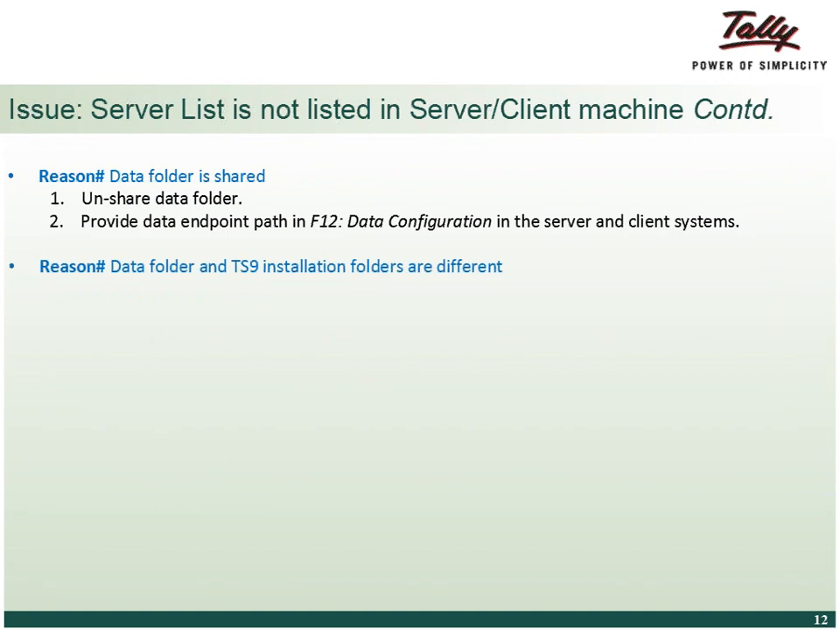Next reason might be the data folder and the Tally Server 9 installation folders are different. So in this scenario, what happens is as soon as you install the Tally Server 9, it picks the data path, that is nothing but the data folder path which is present inside the Tally Server 9 folder. So by configuring this path, if you are trying to access the data from server or the client location, the companies will not be visible or either the server list option will not appear.